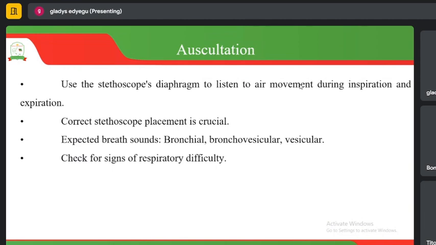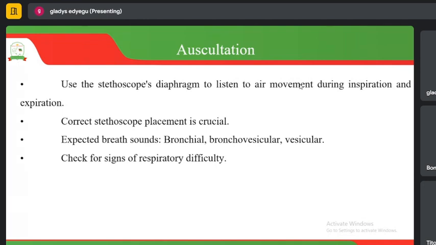So you should use the correct stethoscope, and the placement of it is very crucial. Sometimes people do not know which side to place for listening to the chest and which side to place for listening to the bowel sounds. When you use the wrong side, you may not be able to get the normal sounds. So correct stethoscope placement is very crucial for you to get the normal sounds and to be able to differentiate whether the sounds you're listening to are abnormal or normal.